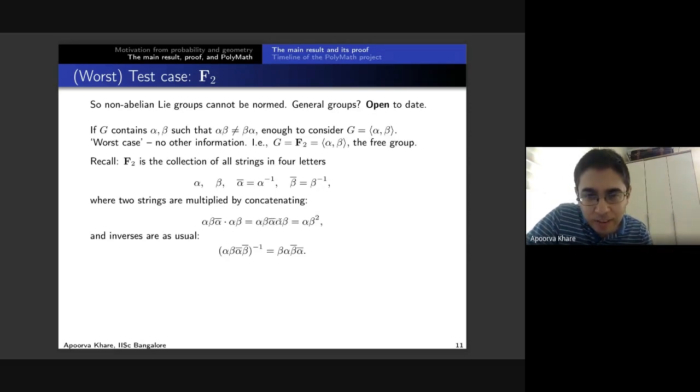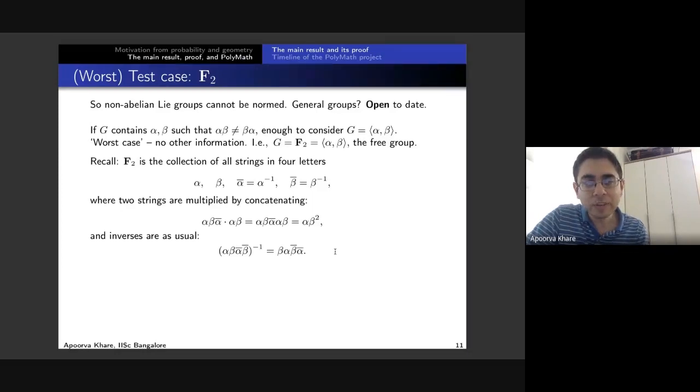But you see here, alpha bar and alpha are known to be inverses. So really the only relations in this group with four generators are that alpha alpha bar is equal to alpha bar alpha equal to 1, and similarly for beta and beta bar. So if you multiply these five elements, you just get alpha beta squared. And inverses are as usual in a non-abelian group, because this group is not abelian. You take the inverses, and beta bar inverse is beta, so you get beta, then alpha, then beta bar, then alpha bar. Okay, so I hope this is clear: the definition of a free group and some multiplication and inverse.